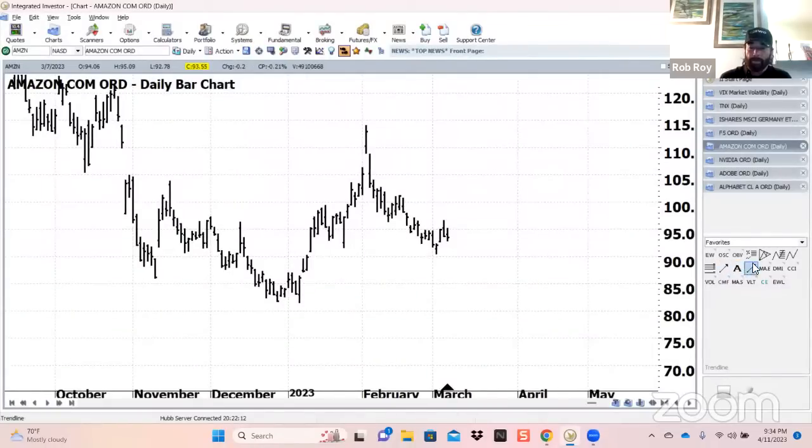Looking at Amazon, where we had this triangle here, it wasn't the greatest setup on the lower trend line with the higher lows, but pretty good on the higher lows.